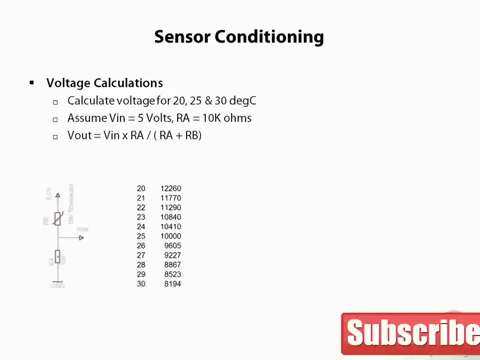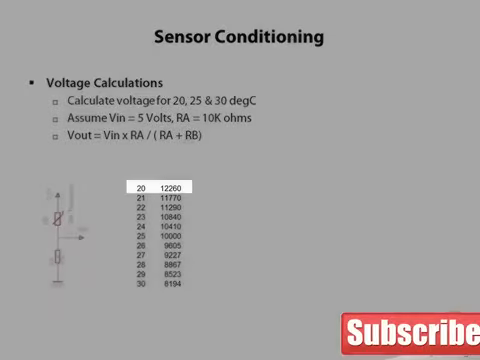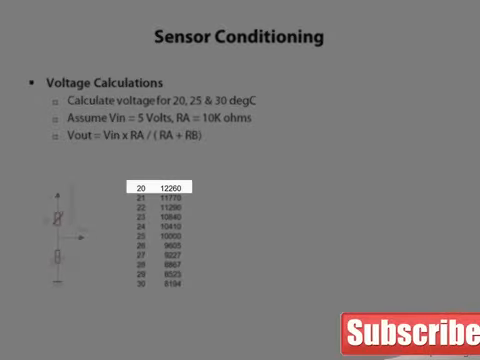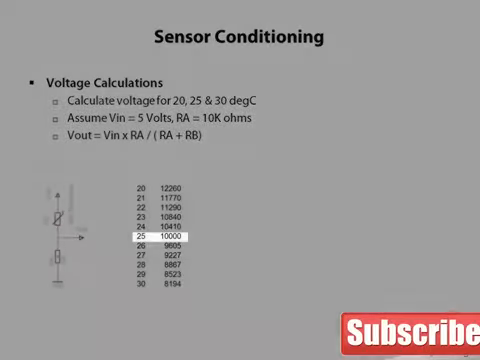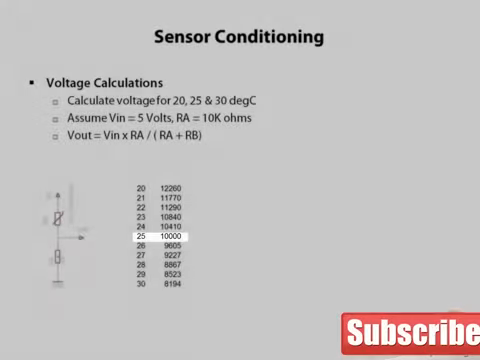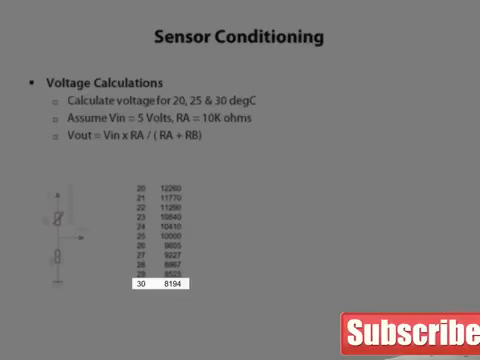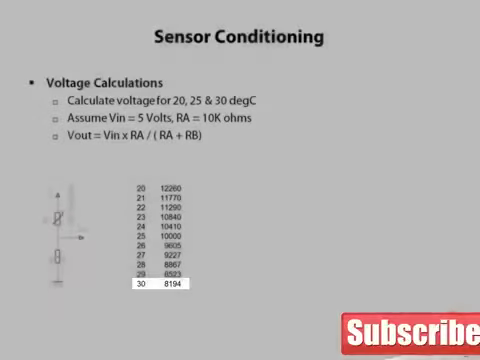The resistance versus temperature in tabular format for this range is as shown. So we find Rb at 20 degrees C is equal to 12,260 ohms, Rb at 25 degrees C is equal to 10,000 ohms, and Rb at 30 degrees C is equal to 8,194 ohms.